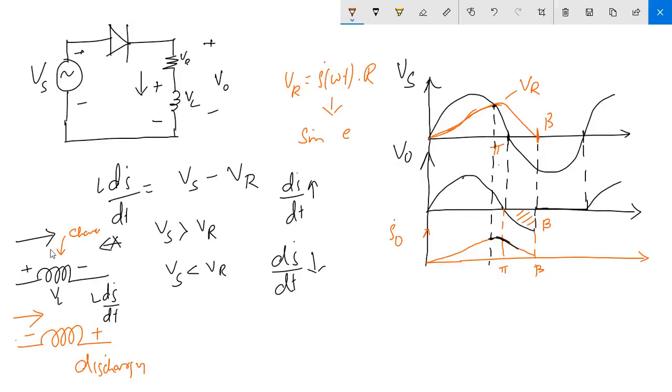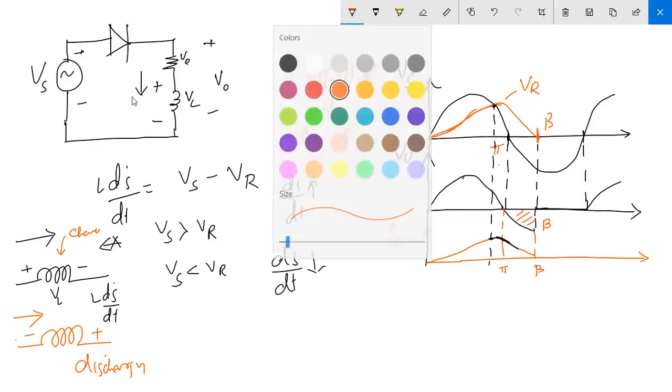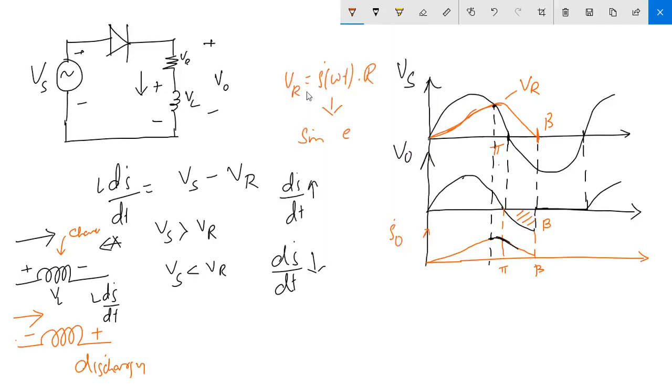So here, during the charging condition, the current direction is this, and during the discharging condition the current must be in this direction only. That's why the polarity gets reversed. The polarity will be changing, so this polarity will be minus and this will be plus.